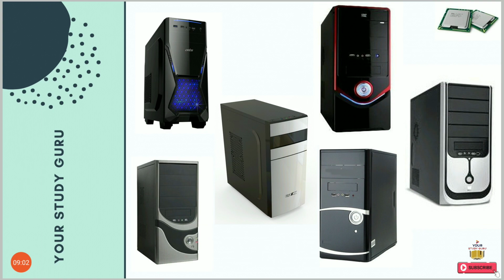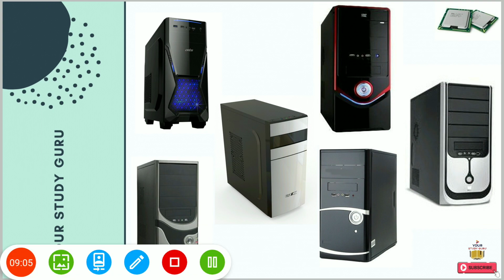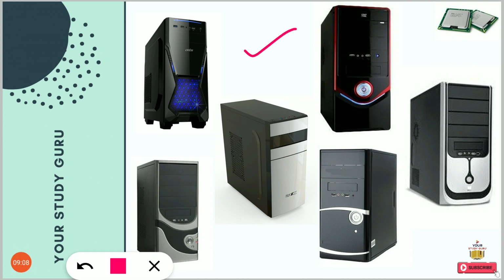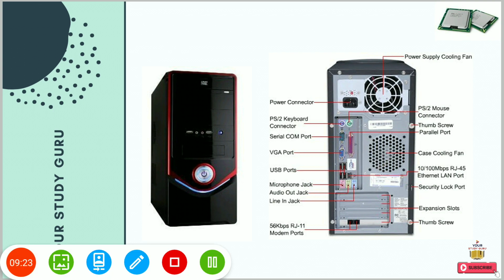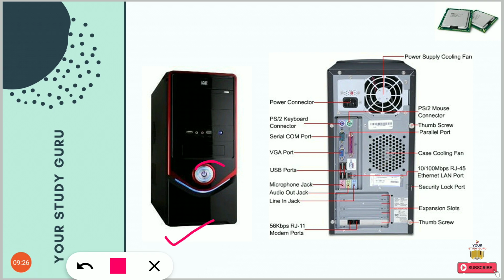Now this is a CPU example. There are simply different models of CPU in the market, you can see. Next is the CPU representation in the front view and back view. So this is the CPU, this is the power button. You can see these are all the ports, USB ports. You can connect the pen drive, mouse, and keyboard also. And these are the microphone and different devices you can connect from these different ports.